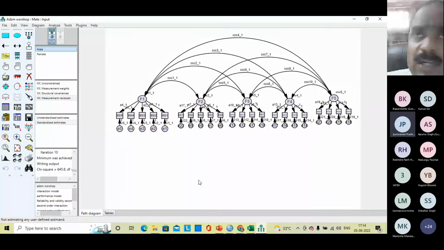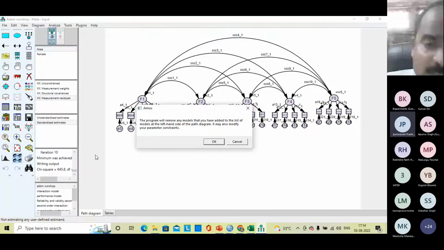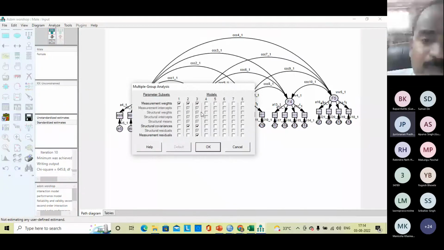Something is written. Do not worry. Click OK. Automatically another pop-up box will appear like this. Some options have already been ticked by default. No need to do anything. Initially, this much of tick mark is okay for our initial clarification. So nothing to do. Click OK.